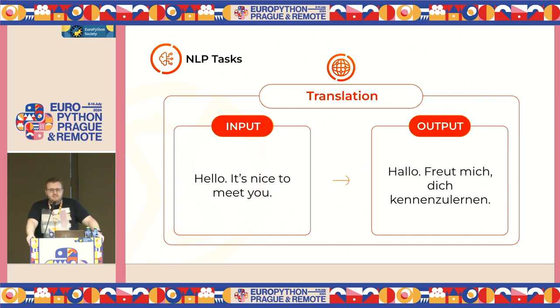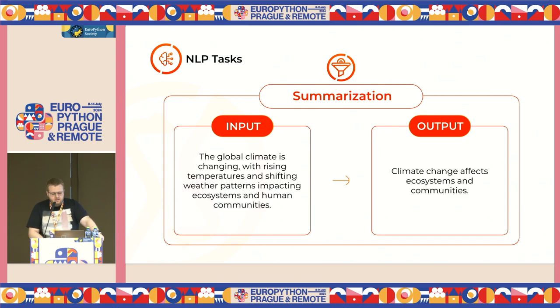Another common NLP task that probably most of you have to deal with from time to time is text translation. For example, here we need to translate a sentence in English into German. Moving on, the text summarization task involves condensing a large chunk of text into a more compact representation while retaining all of the key ideas.